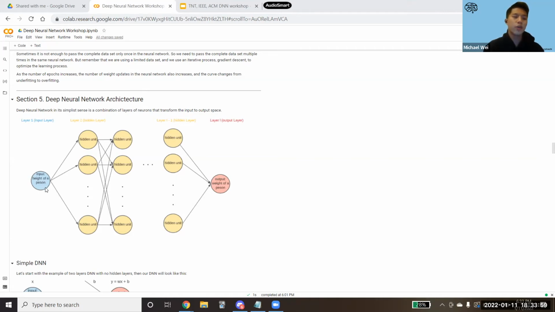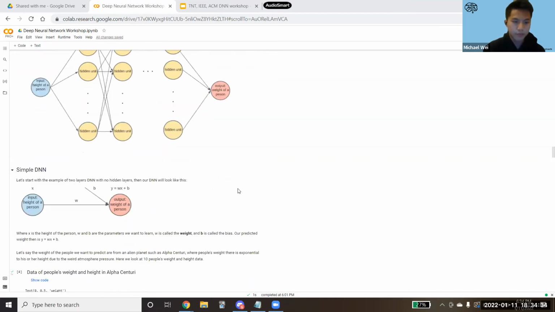Let's see a broad view of what a neural network looks like. A typical neural network consists of three types of layers. You have the input layer, which in the example we introduced earlier is the height of a person. We also have the output layer, which in the earlier example is the weight of a person. And we have some hidden units in the middle to learn complex representations of the data, which we will go into more in depth later in the workshop. Just keep this architecture in mind: we have an input, we pass our data through some neurons and hidden layers, and we arrive at our output.